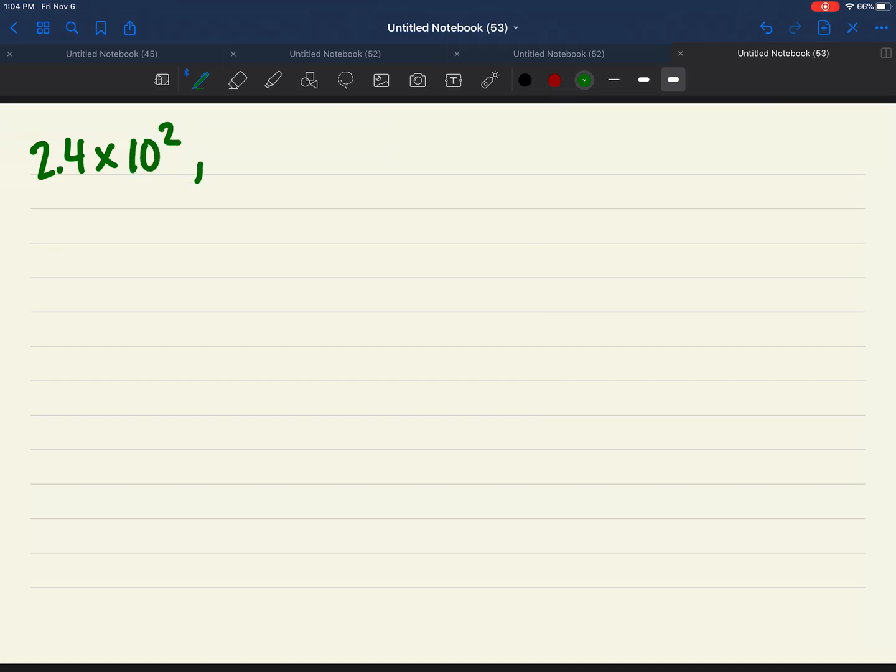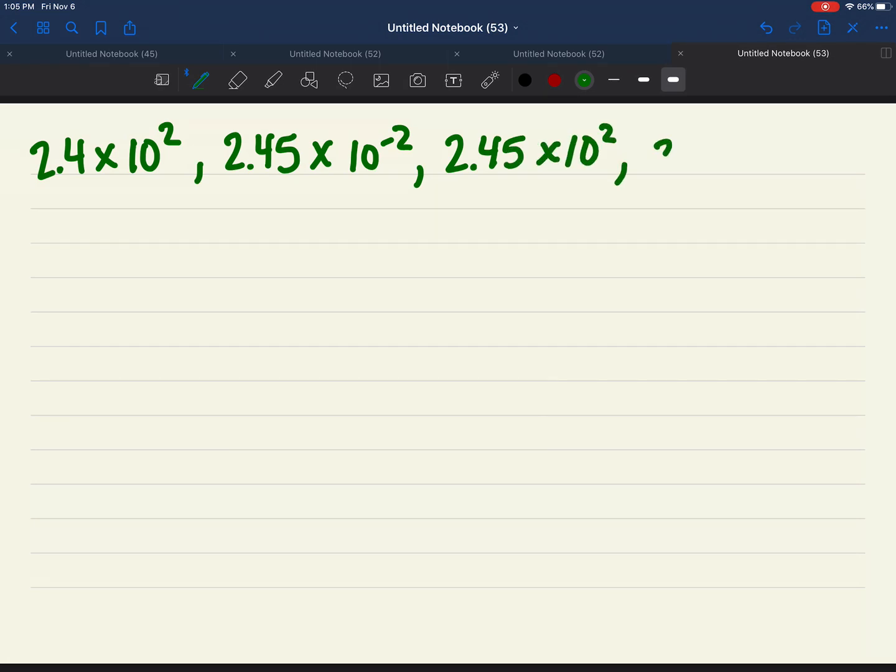All right, let's look at 2.4 times 10 to the second, 2.45 times 10 to the negative second, 2.45 times 10 to the positive second power, and 2.4 times 10 to the negative second.